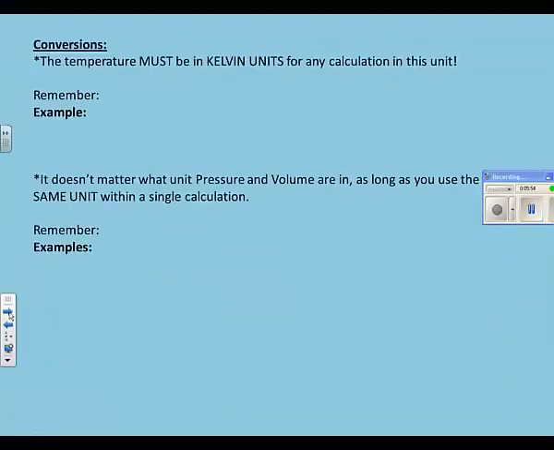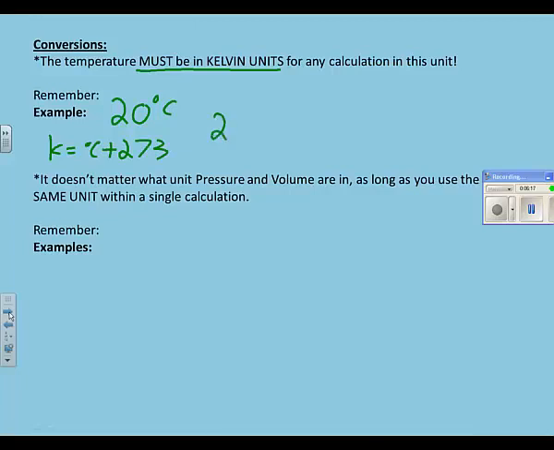So now let's do some conversions. Temperature must be in Kelvin for any calculation. Otherwise, it doesn't make any sense whatsoever. Your calculations won't be right. So let's say I'm given 20 degrees Celsius. Well, Kelvin equals degrees Celsius plus 273. We're not going to give you any Fahrenheits for this class. So we would take our 20 degrees Celsius and add 273 to it.